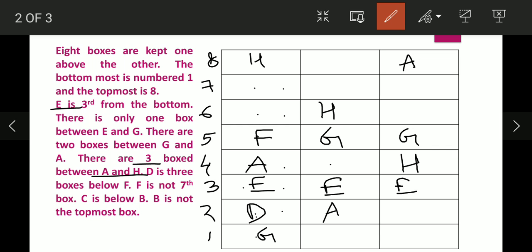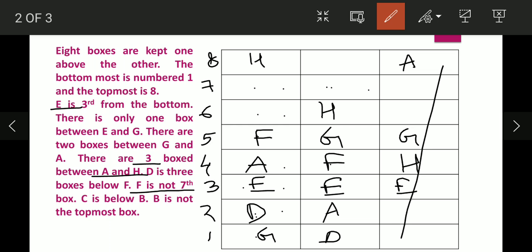For the second case, we can put F here and first, second, third, D at this position, but it is given that F is not the 7th box, so we could not put F here. So the only position left is this one for F, and first, second, third below, this one for D. And for the third case, since we know between F and D 2 persons are there, but here if we try to put F and D, we could not place them, so this third condition cancels.